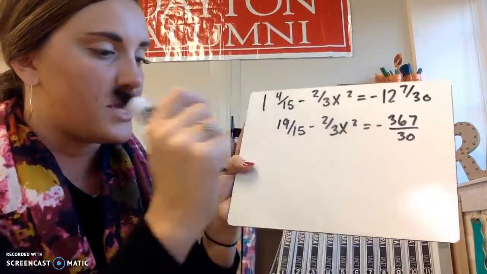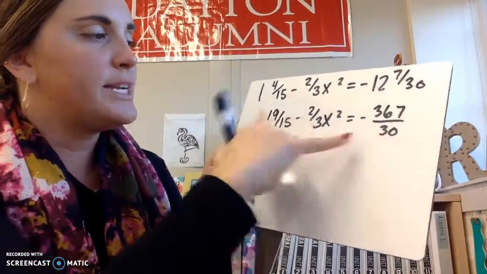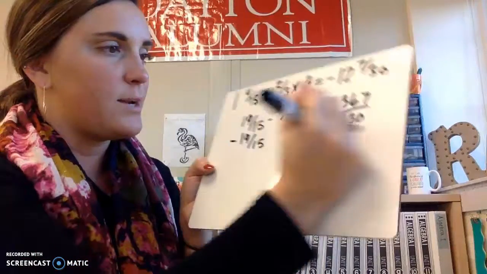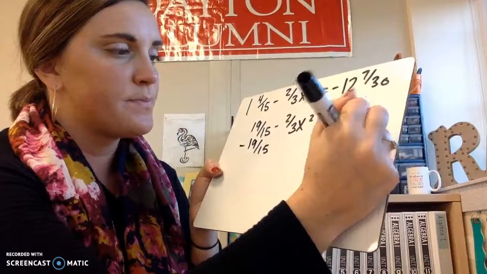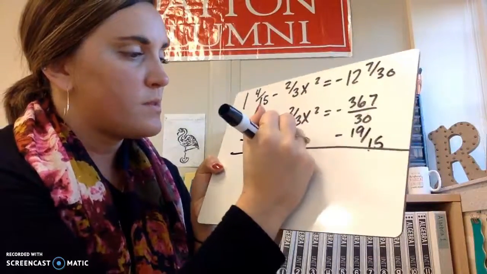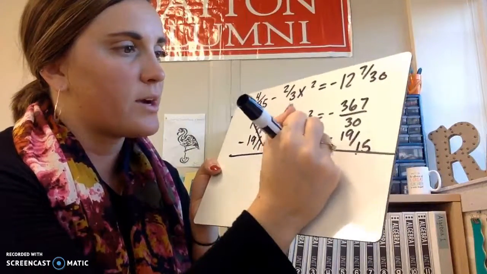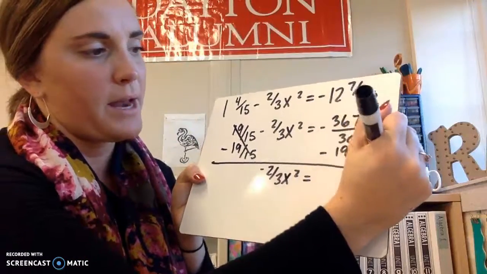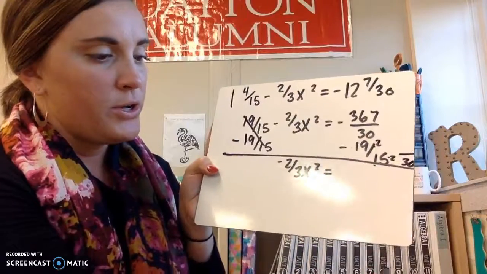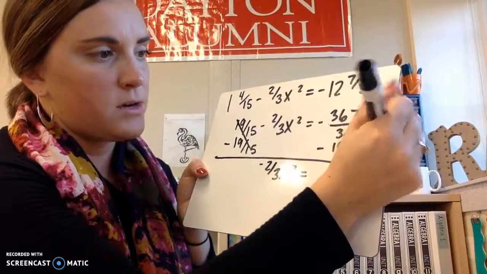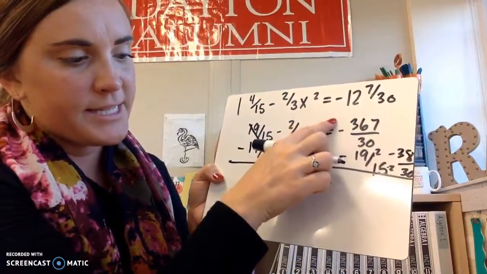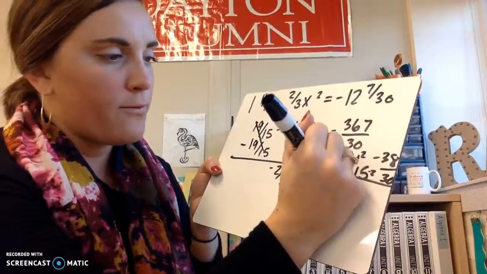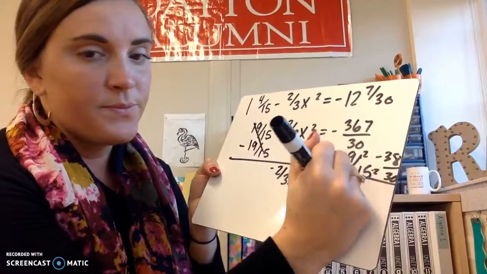So I've got 15, 3, and 30. I really only need to worry about these because those are what I'm adding. So I'm going to have to subtract that 19 over 15 on each side. So negative 2 over 3x squared equals, well, this needs to become 30 here. So times 2 on the top and the bottom, 30 over 38, so minus 38. Negative 367 minus 38 is going to give me negative 405 over 30.